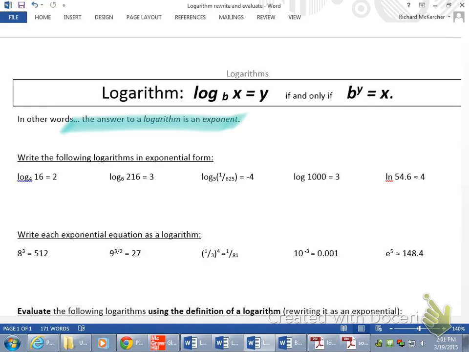So the thing that we want to pay attention to right here is, of course, that the answer to a logarithm is an exponent. Notice, the answer to this logarithm is y, and over here, y is an exponent. So that tells us the logarithm is an exponent. That's an important fact to keep in mind.